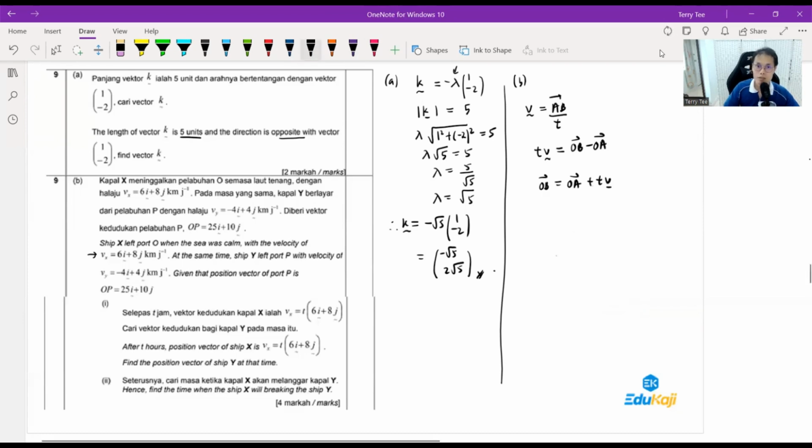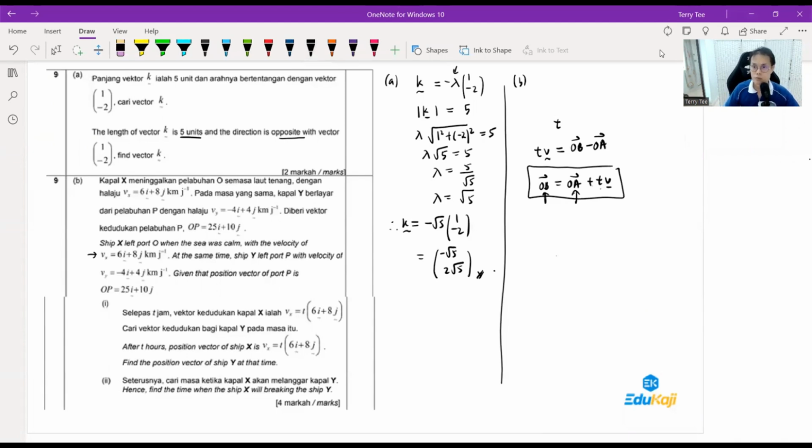In IGCSE, they actually learn this formula, but in SPM, you don't learn this specifically, right? So some people don't know about this. That's why I want you to know that this is your final position, this is your initial position, plus T multiplied with your velocity vector.